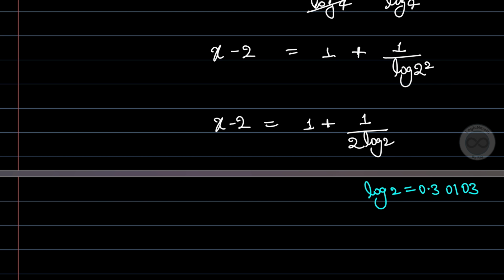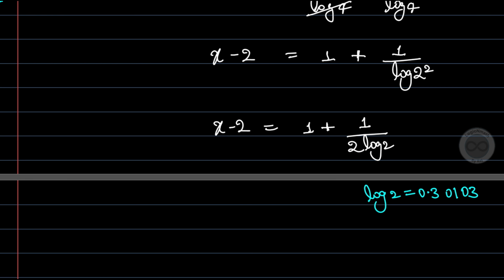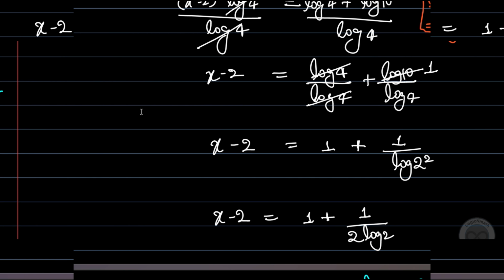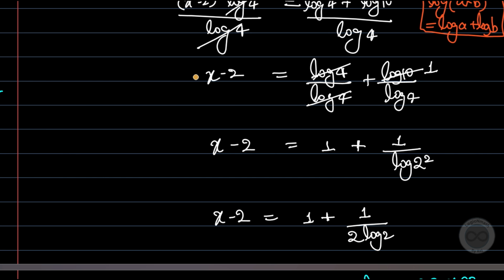which is 0.30103. So now our equation becomes x minus 2 is equal to 1 plus 1 over 2 times 0.30103. Actually, if you don't want to get into numerical, then our answer will be x minus 2 is equal to log 4 over log 4 cancels out, 1 plus, we are not going to cancel out this log 10, nor assume the value of log 10 as 1.